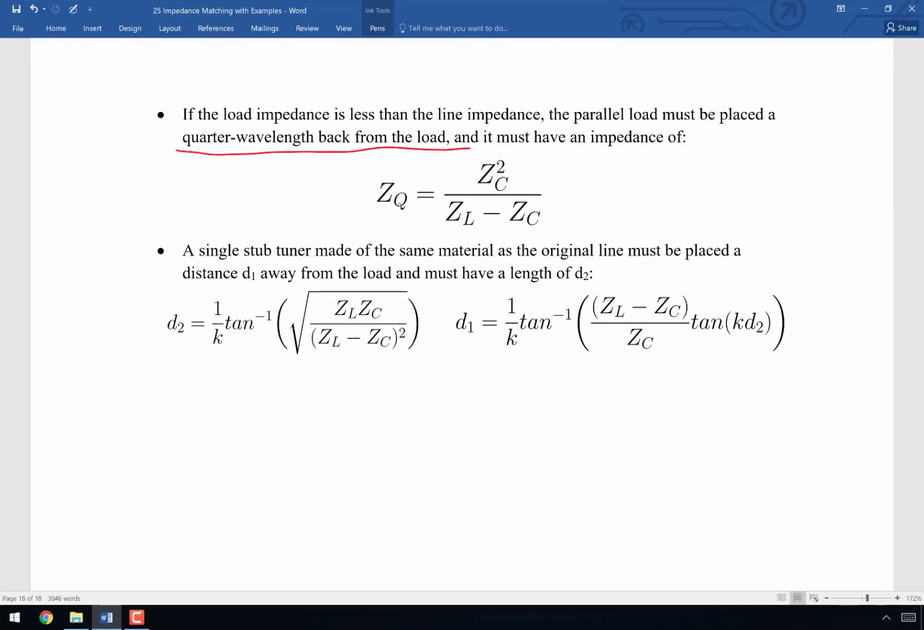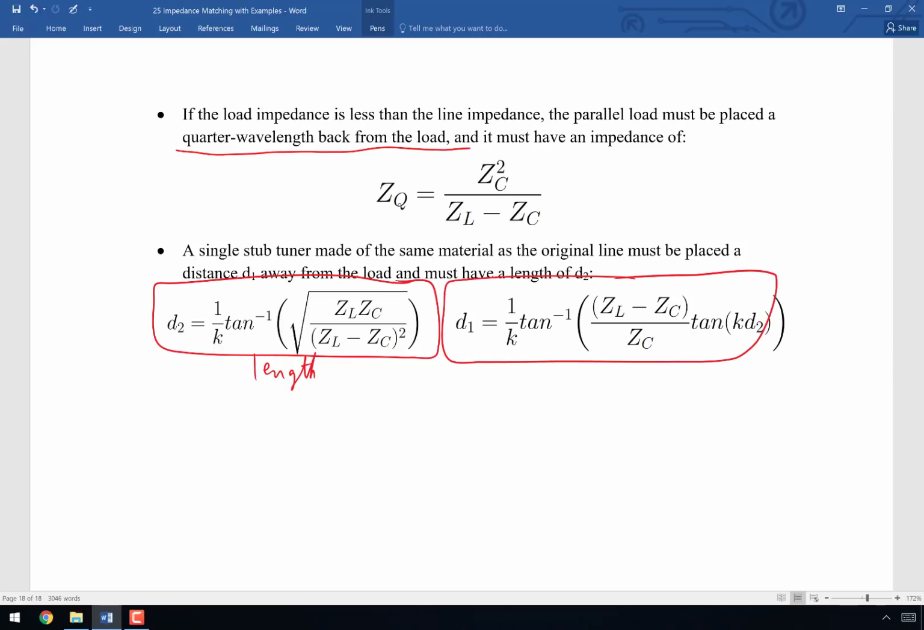And then finally, we have these two equations for the single stub tuner. This one represents the length, and this one represents the distance. Whoops, I shouldn't have drawn right through the equation. And this one represents the distance from the load.